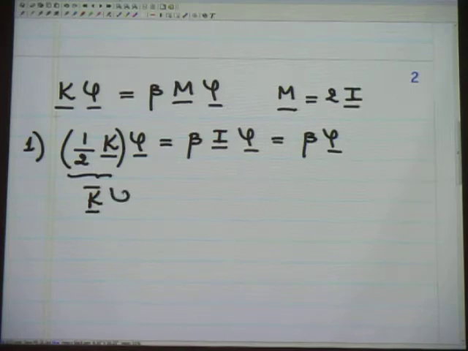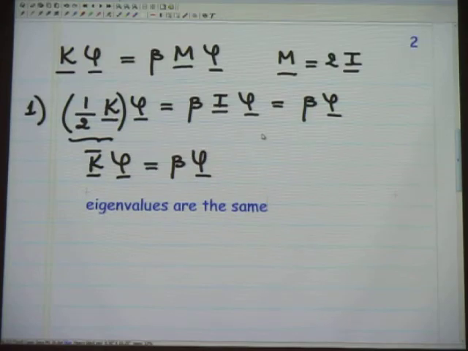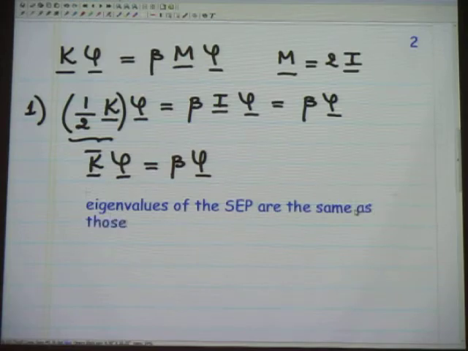So the standard eigenvalue problem is K-bar phi equals beta phi. And so the eigenvalues are the same. That's one way. The second method: the eigenvalues of the standard eigenvalue problem are the same as those of the original generalized eigenvalue problem.